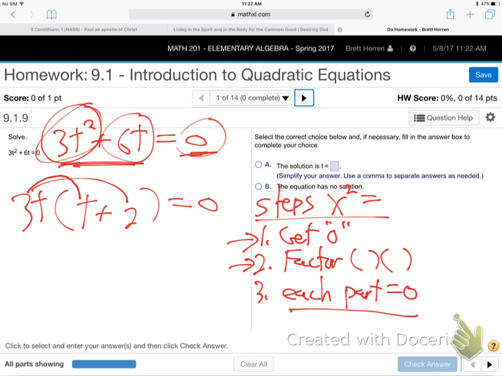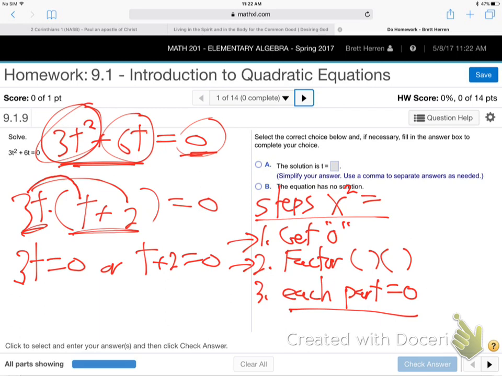Each part equals 0, right? Because remember, if 2 things are multiplying to equal 0, either one could be 0 to make them times to be 0. So this could be 0 or that could be 0, and they would times to be 0. So the first one, the 3t, can be 0, or the t plus 2 can be 0. Either one can be 0, so they would multiply to come out to be 0.